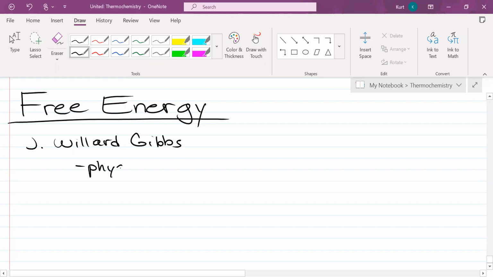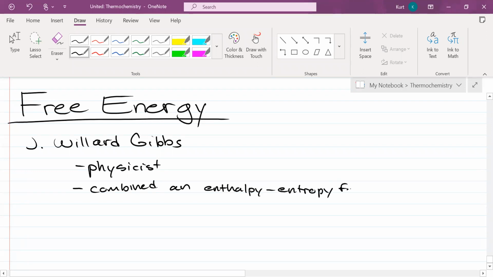As I said, he was a physicist. And he combined an enthalpy / entropy function that we call Gibbs free energy.